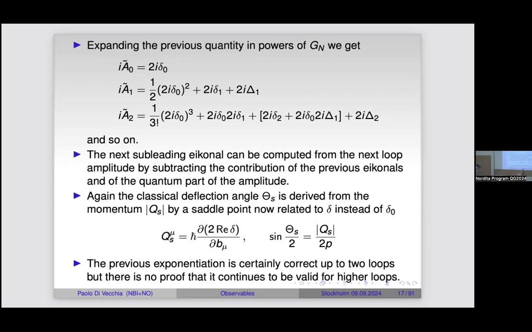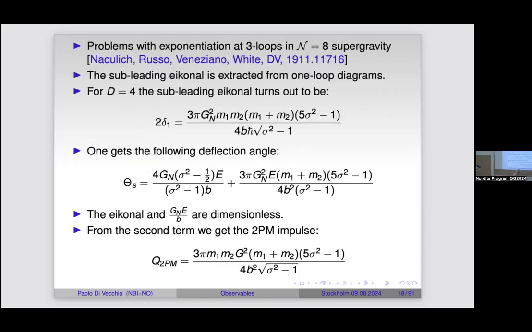In fact, in this paper, in N=8 supergravity, the authors computed the three-loop amplitude. They computed all the integrals in the three-loop amplitude. And in this paper, there is a term that we cannot fit with the exponentiation. So this is an open problem that has not been solved yet.